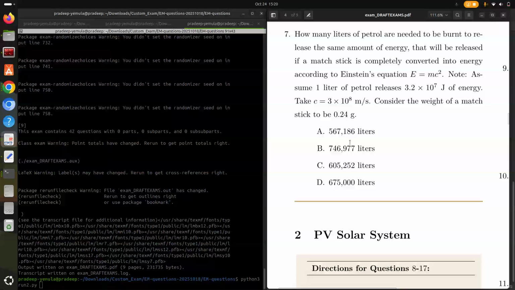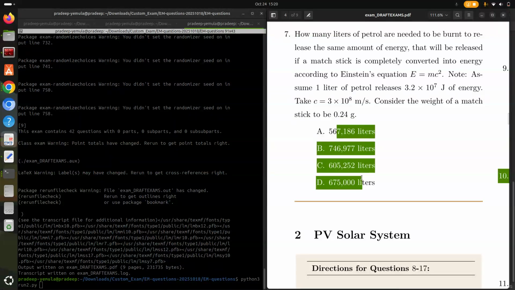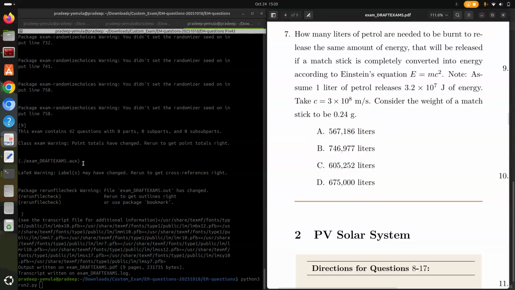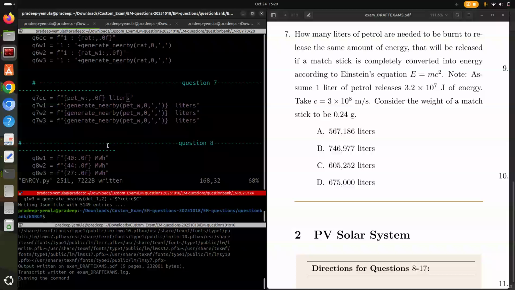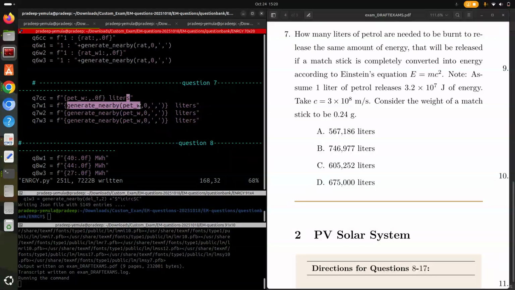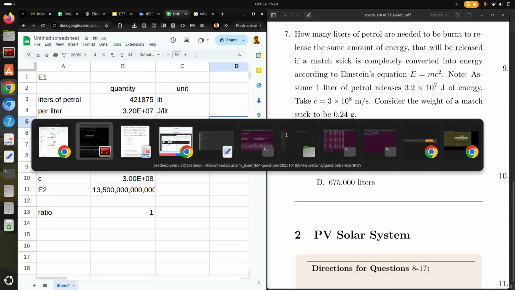Now you don't even know which is the correct answer because we removed the indication. And that function which is there, generate nearby, I told you last time. We wrote one nice function, generate nearby. It will generate a value near the correct value. The correct value is PET underscore W, and it will generate a nearby value. Okay, so now I'll stop this video here and we'll go to another one.